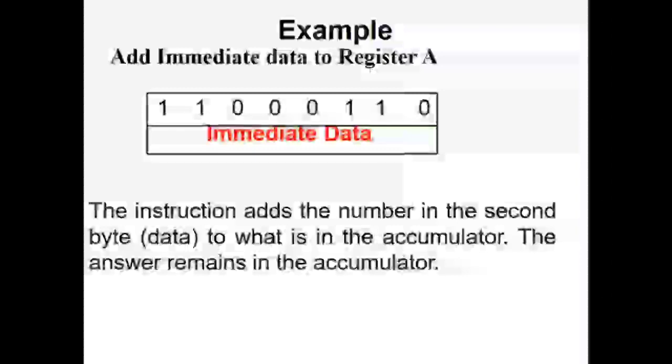Okay. So can someone add, let me say 13 to register A? Add 13 to register A. The answer is always in the accumulator.